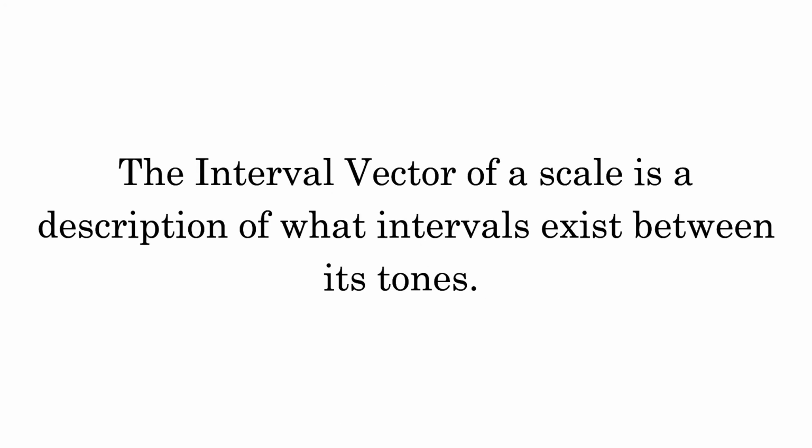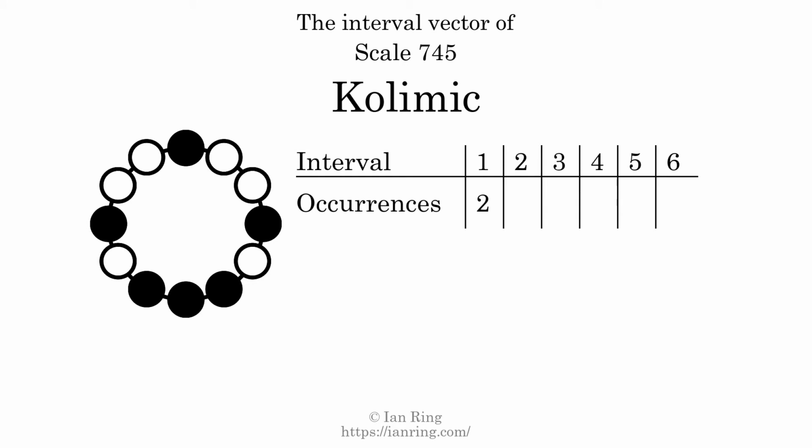The interval vector of a scale is a description of what intervals exist between its tones. There are 2 intervals with the size of 1 semitone. They are here and here. There are 3 intervals with the size of 2 semitones. They are here, here, and here. There are 4 intervals with the size of 3 semitones. They are here, here, here, and here.